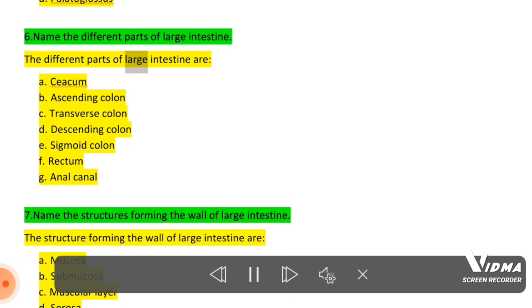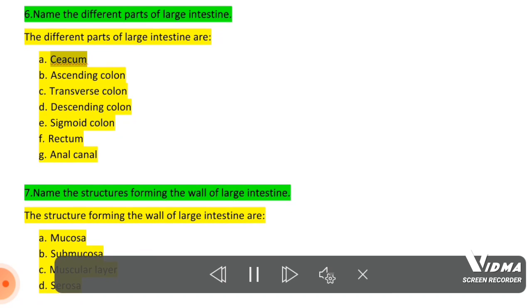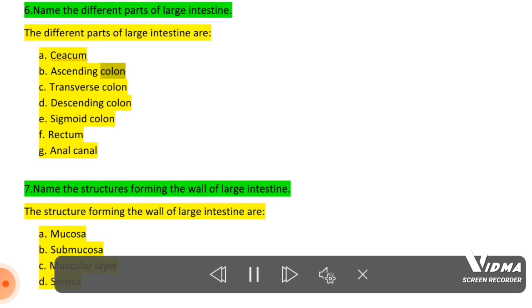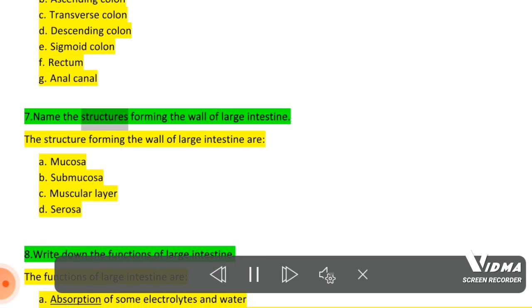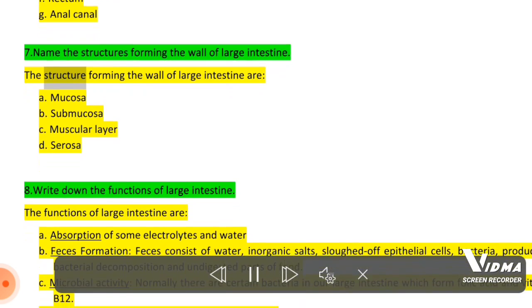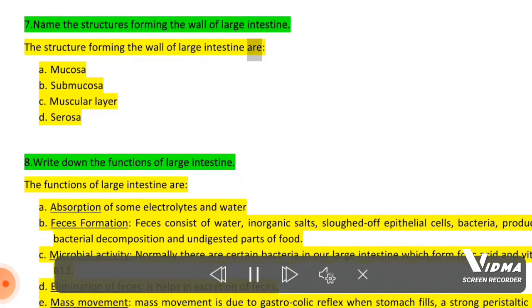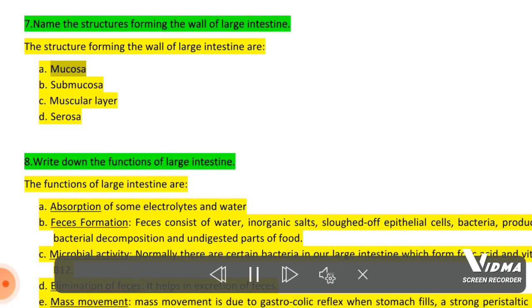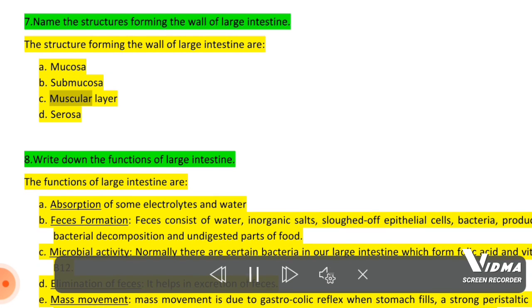6. Name the different parts of the large intestine. The different parts of the large intestine are: caecum, ascending colon, transverse colon, descending colon, sigmoid colon, rectum, anal canal. 7. Name the structures forming the wall of the large intestine. The structures forming the wall of the large intestine are: mucosa, submucosa, muscular layer, serosa.